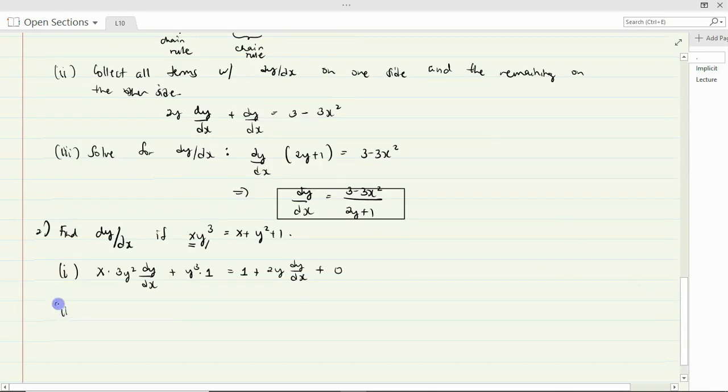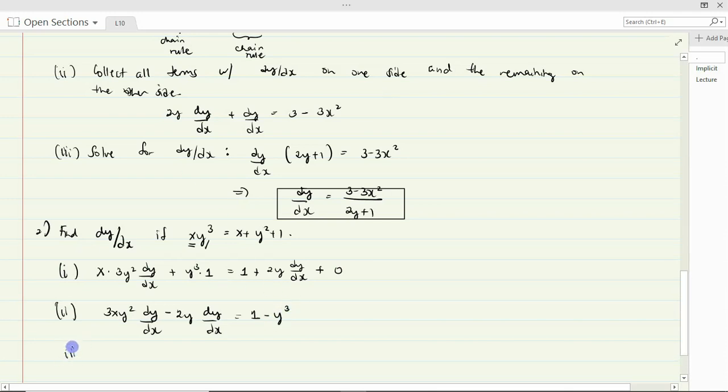Sa next step, ano yung next step? You collect all terms with dy dx sa isang side at walang dy dx sa kabila. Sa kaliwa na lang, so mag-i-stay ito. You have 3xy squared dy dx. Tapos you have this one, pero nasa kanan. So kapag nilipat sa kaliwa, magiging negative. So negative 2y dy dx equals, alin yung walang dy dx? Itong 1, nasa kanan na siya, so stay lang. And then itong y cube, kaya magne-negate kasi nasa kaliwa pa siya.